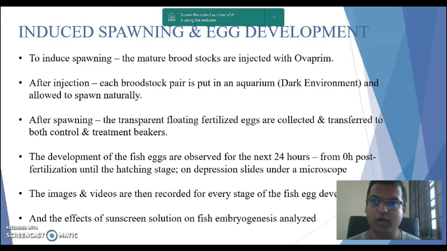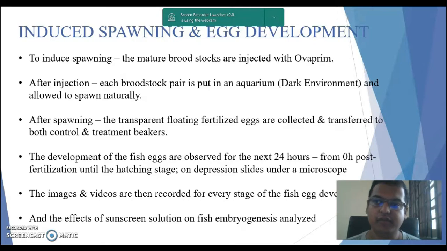The mature broodstock were then injected with Ovaprim, a hormone that induces spawning in freshwater fish. After injection, each broodstock pair was put back in an aquarium in a dark environment and then allowed to spawn naturally. After spawning, the transparent, fertilized eggs, which were floating, were collected and transferred to both the treatment and control beakers, while the unfertilized eggs, which are usually cloudy, settled to the bottom of the aquarium.